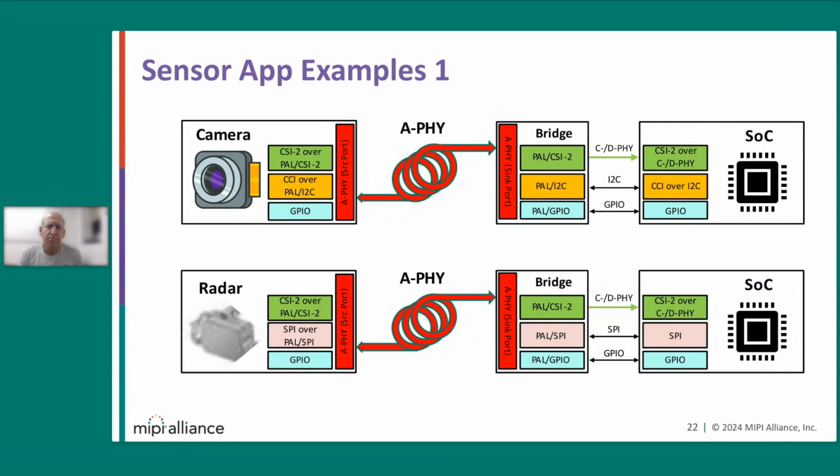On the other side, this is an example of a non-integrated solution where we use a bridge to take the traffic from the A-PHY and represent it in a legacy interface and protocol to legacy devices like the SoC, which uses, in this example, C-PHY and D-PHY for the CSI and native I2C and GPIO signals.